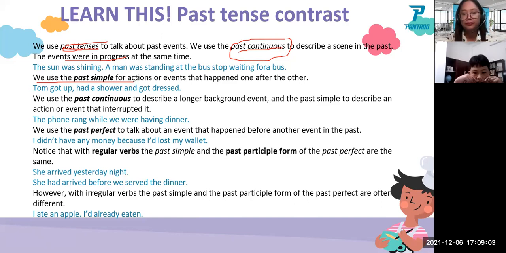We use the past simple for actions or events that happened one after the other. For example, Tom got up, had a shower and got dressed. Got is the past tense of get. So Tom got up. It's already done. Tom is already awake. Tom got up, had a shower, and got dressed. Does it happen in the future or in the past? In the past. Yes. See, you're awesome.